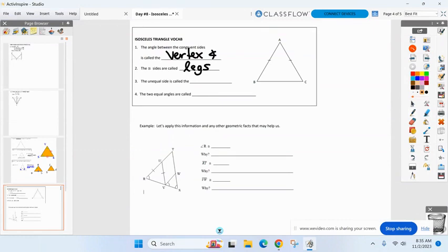The outcast side, the unequal side, the base. And again, you guys got to get out of the middle school mentality. Does base necessarily equal bottom? No, it does not. If I do this, here's the base right there. It's the non-equal side. I don't care where it is. It's the non-equal side.